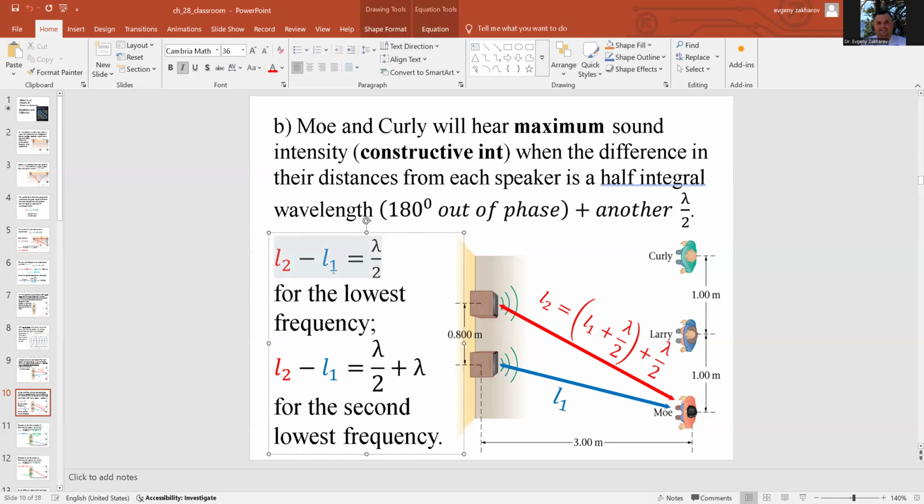So the difference between the two path lengths is lambda over 2. And if you want the second lowest frequency, you have to add another lambda. If it's the third lowest frequency, that would be 2 times lambda, and so on. So that's the logic for those coefficients m that we have.